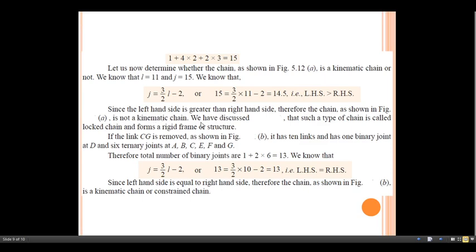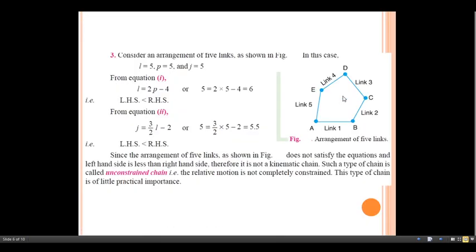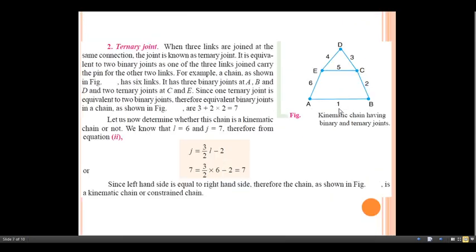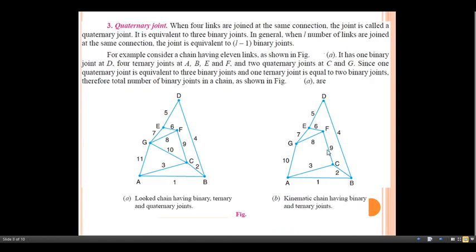So in the previous article I already discussed this case related to the blockchain, which will form a rigid structure, a rigid frame. Whenever the LHS is found greater than the RHS, that is the case of a blockchain. As already seen here in the case of the triangle, the condition LHS is greater than RHS means blockchain.